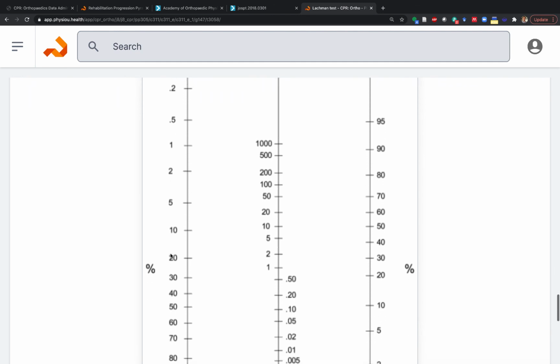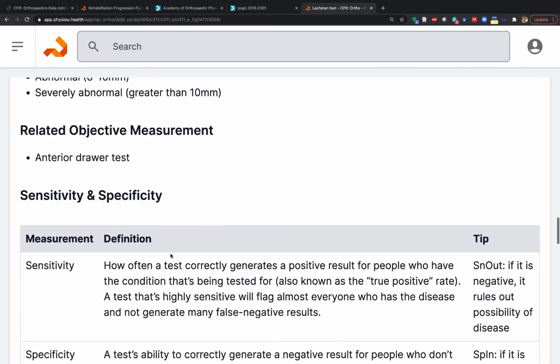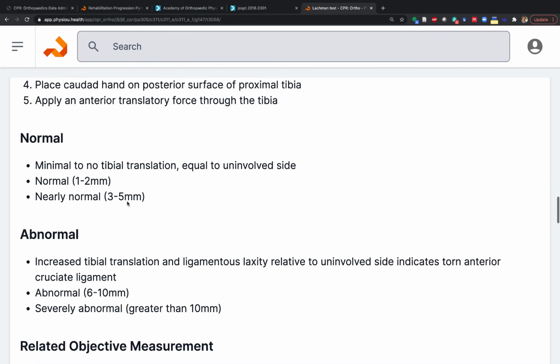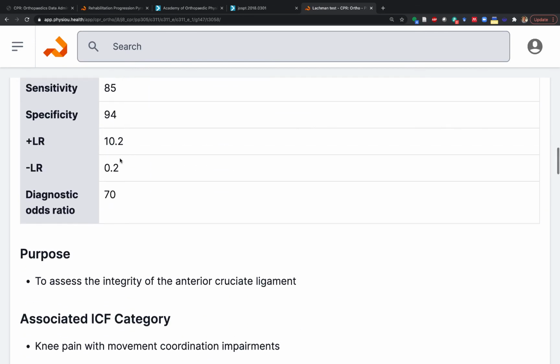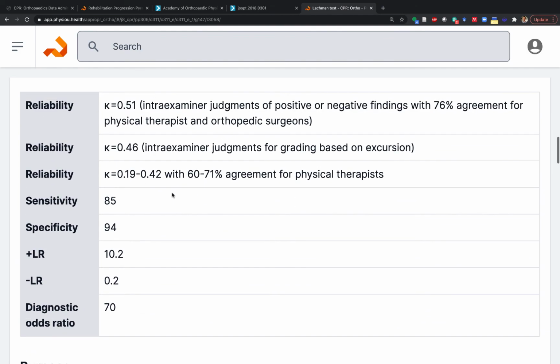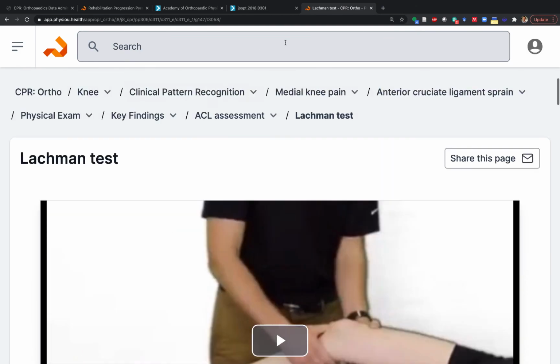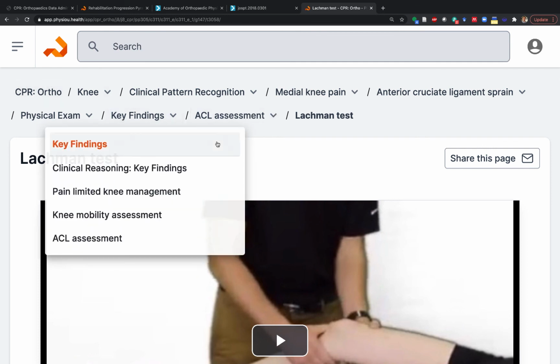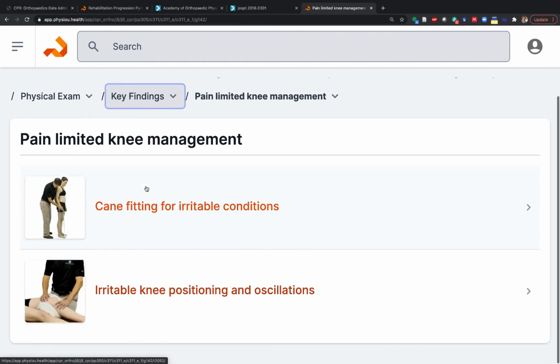Okay, so that's how you use the positive likelihood ratios for this test, right? So there's your 10.2. Okay, so there's your testing. If we go back to, let me just double check in the pain limited knee management. Yep, same idea. Unload it, ease the knee, put them in the open pack position.